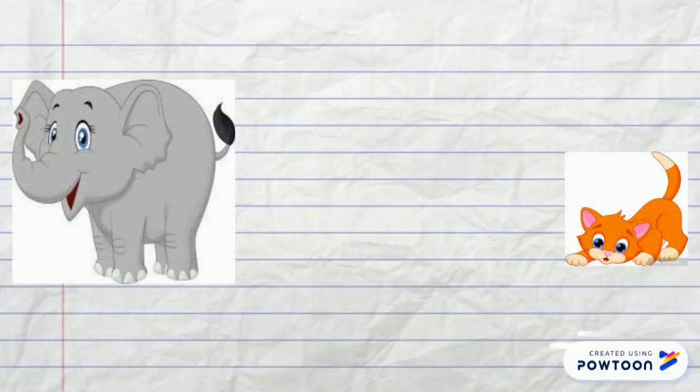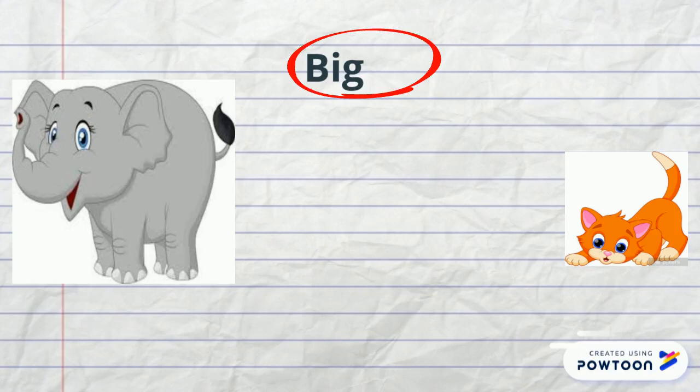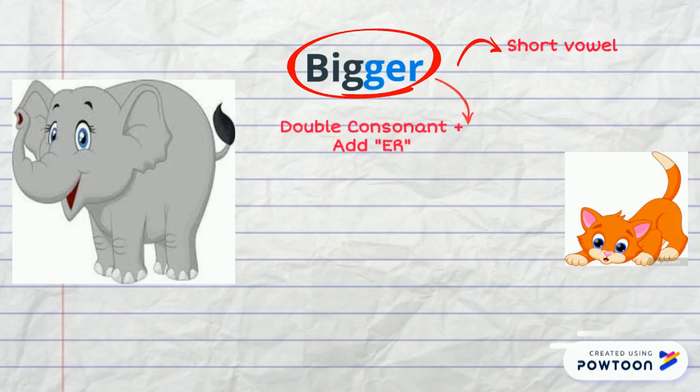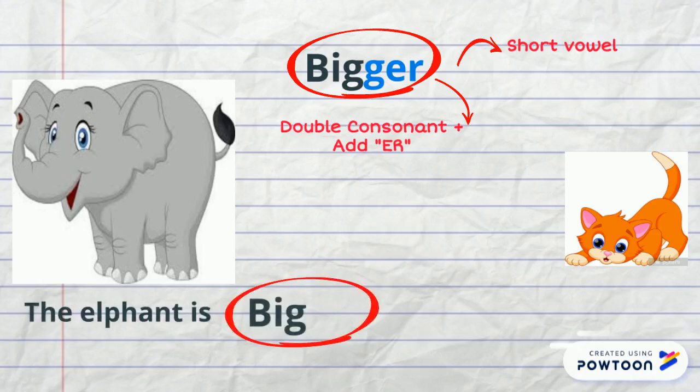For short adjectives like big that have consonant vowel consonant, we double the consonant at the end plus we add er. It becomes bigger. For example, the elephant is bigger than the cat.